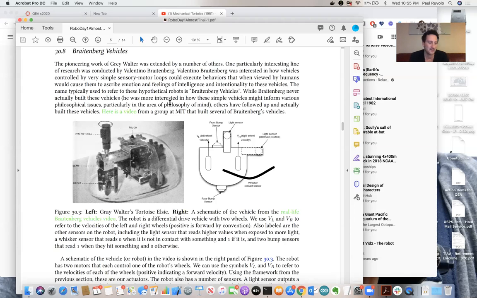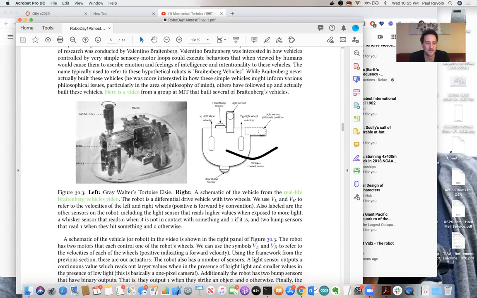So, what are the minimal conditions necessary to exhibit intelligent behavior? Do we actually need these really complex representations of the world around us, or can we get by with a relatively simple sensory motor mapping? That's what he was mostly interested in. He articulated all these different sensory motor mappings and what the resultant behavior would be. He never really intended to build the robots, but there are people that have.